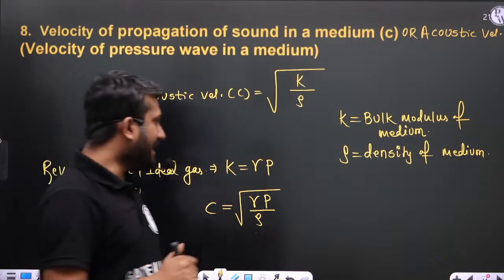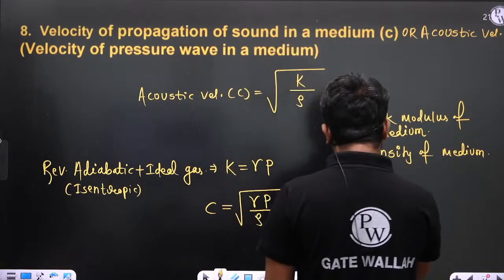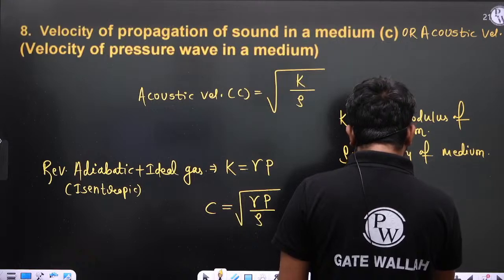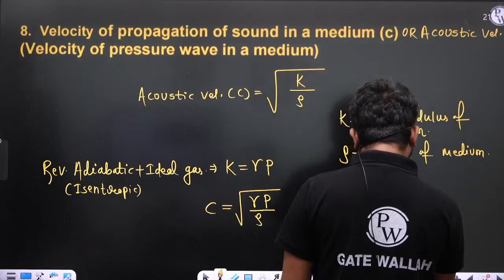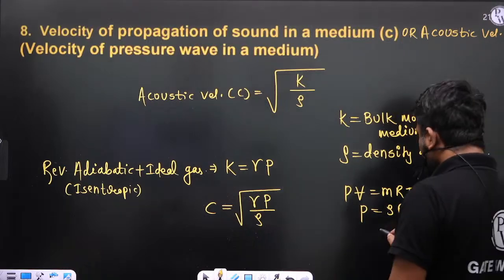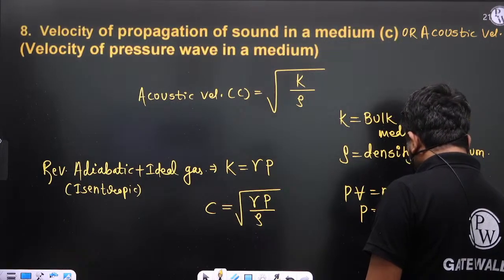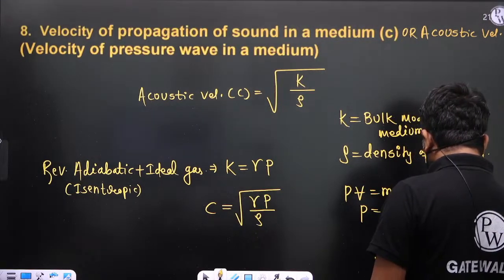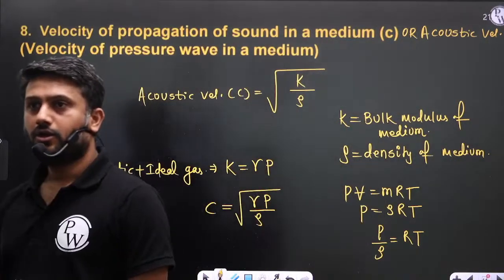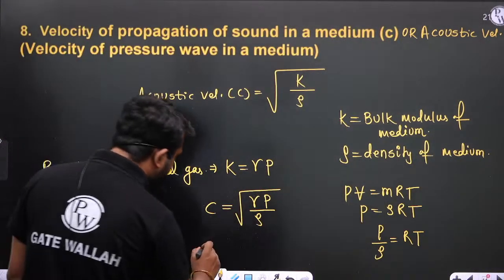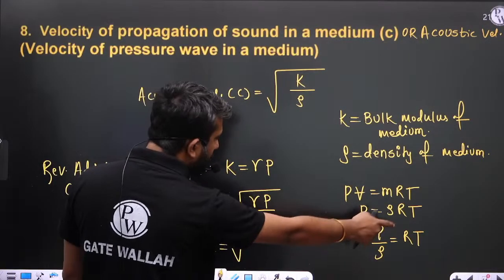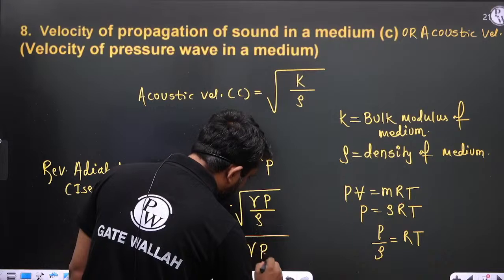And we know the ideal gas equation. That ideal gas equation is PV is equal to mRT, or we can write P is equal to rho RT. And if you find out the P by rho, so P by rho is equal to RT. So what we can write? We can write that C is equal to root over, P by rho is equal to RT, so this is gamma RT.